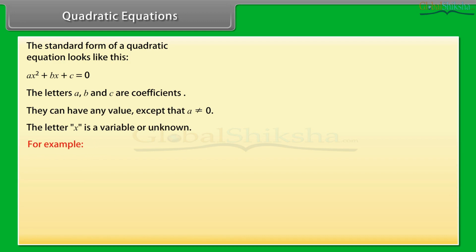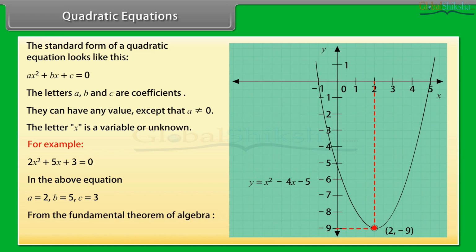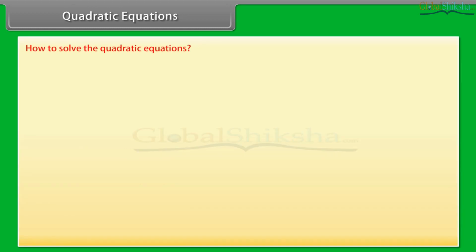Let's take an example. 2x square plus 5x plus 3 is equal to 0. In the above equation, a is equal to 2, b is equal to 5, c is equal to 3. From the fundamental theorem of algebra, we can deduce that the quadratic equation has two roots. How to solve the quadratic equations?